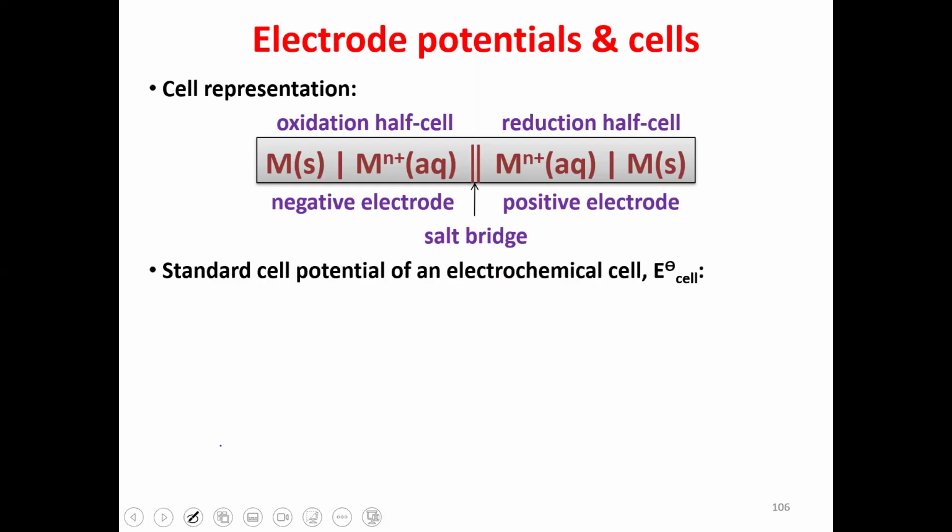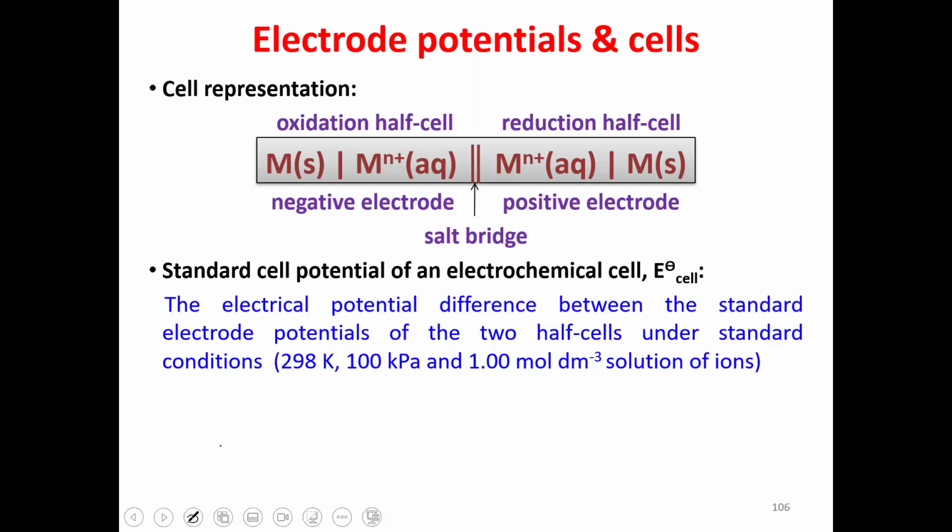Standard cell potential of an electrochemical cell. How do we find it? This is the conventional point to remember: the word standard. The word standard means we define some conditions, like temperature, like pressure, like concentration. Under these conditions, we find out the potential difference, and that is called standard electrode potential or standard cell potential, if we find the overall.